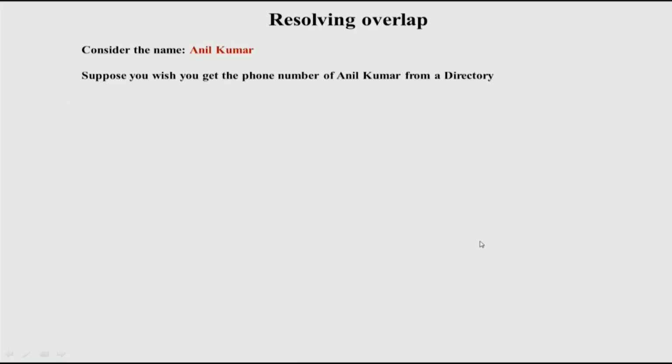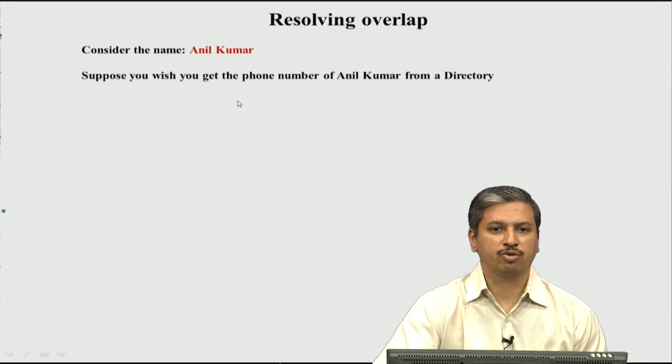Okay. So, let us look at another example of how we can resolve overlap. This is a very interesting example which I am going to talk about. This is just a hand-waving argument, an example not from NMR, a non-NMR approach. Let us say that you have the name of a person called Anil Kumar. This is actually the name of one of my colleagues.